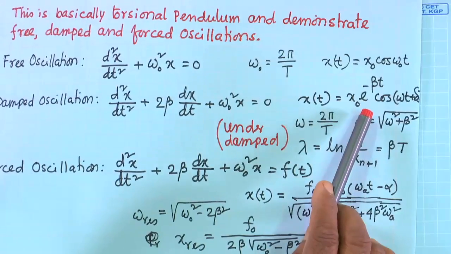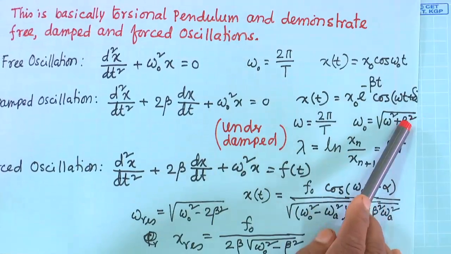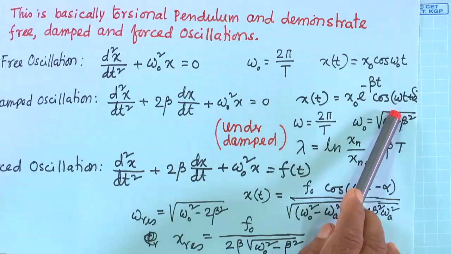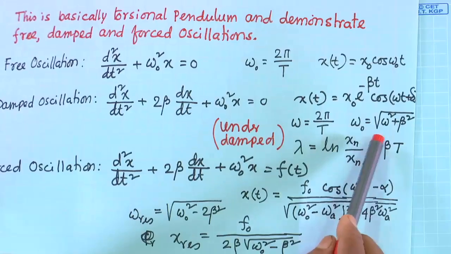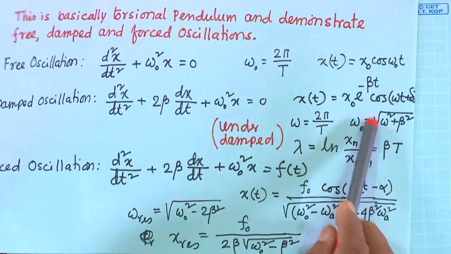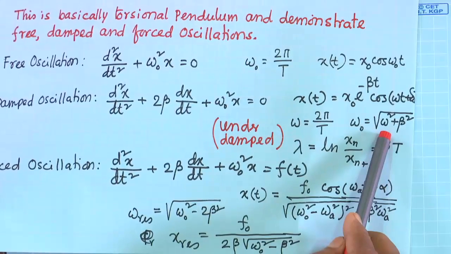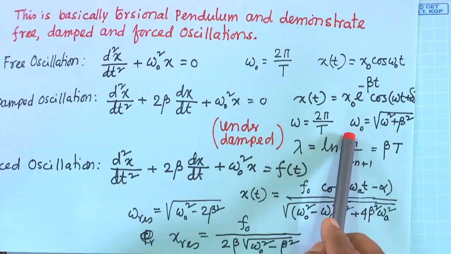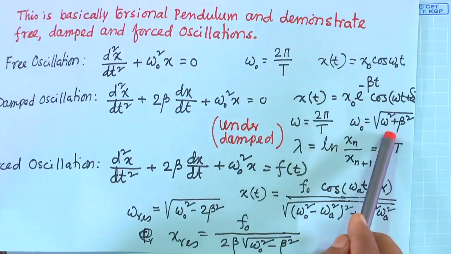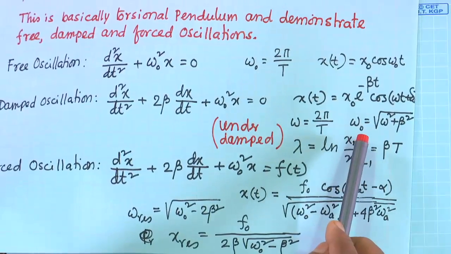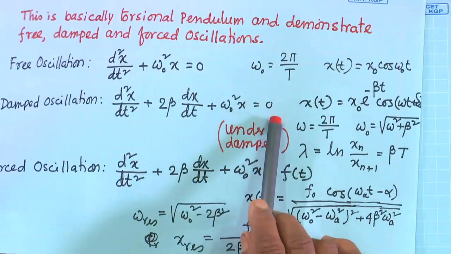And in this case it's not omega 0, it's omega. Omega is related with omega 0 and beta. The relation is omega 0 equals square root of omega square plus beta square. That means omega is square root of omega 0 square minus beta square. So, omega is slightly less than omega 0, okay.